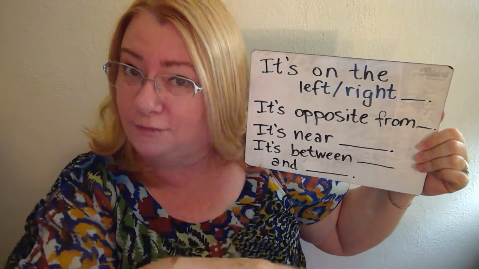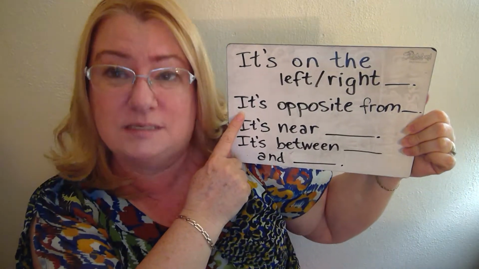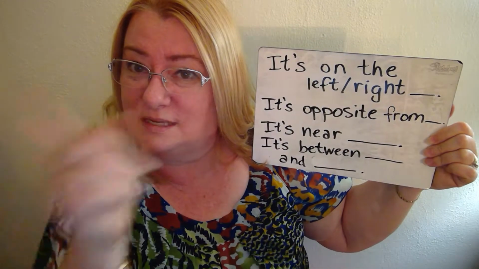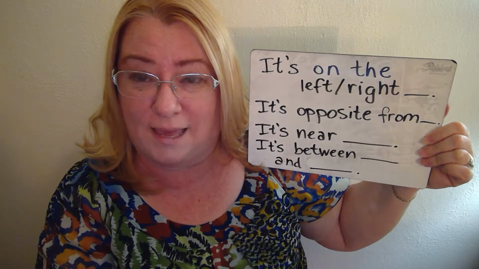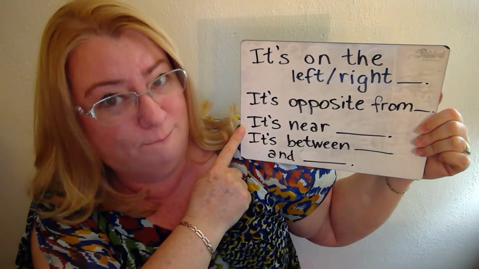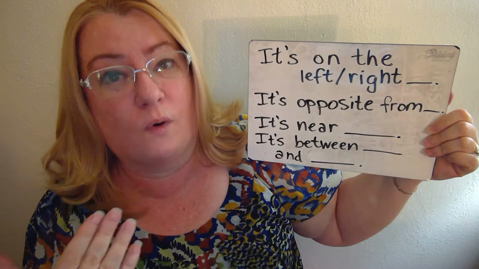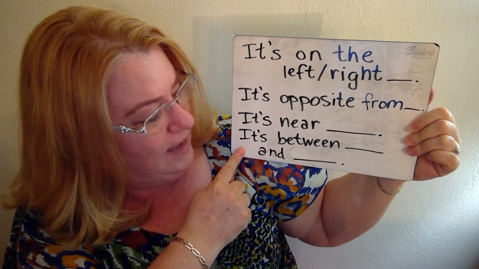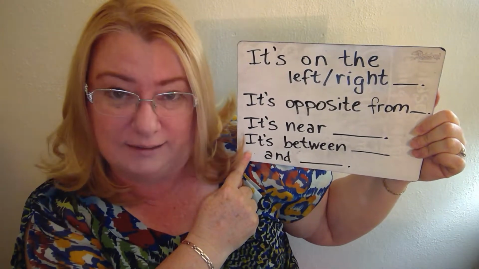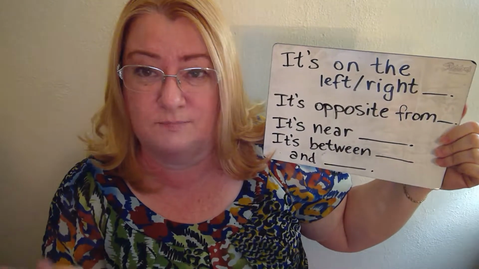and you might continue the idea of on the left or the right with next to something. You might say it's opposite from, which means from one side of the street, maybe there's a major landmark, so it's opposite from it. It's near, so you want to name a location or a building or a place that it's near. It's between blank and blank. So maybe it's on a street, but between two major streets. So you might be narrowing down the location for the person so they don't get lost.